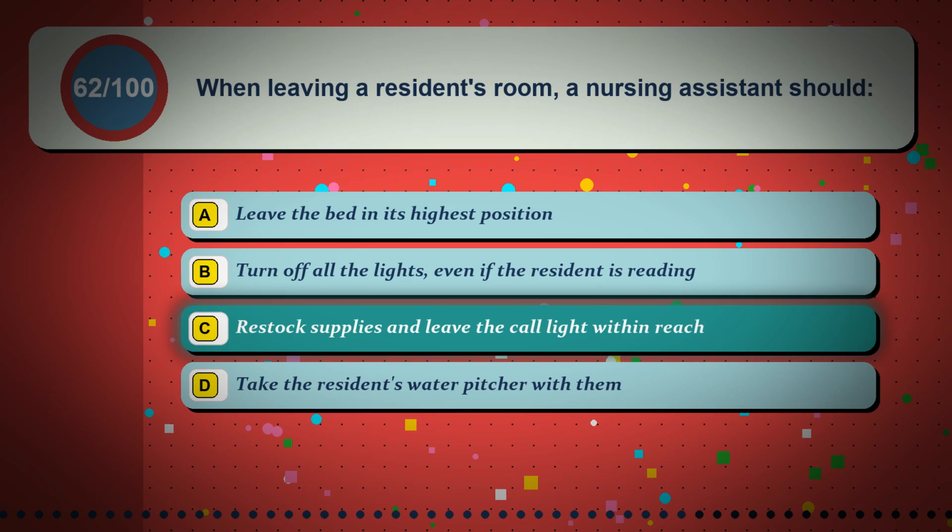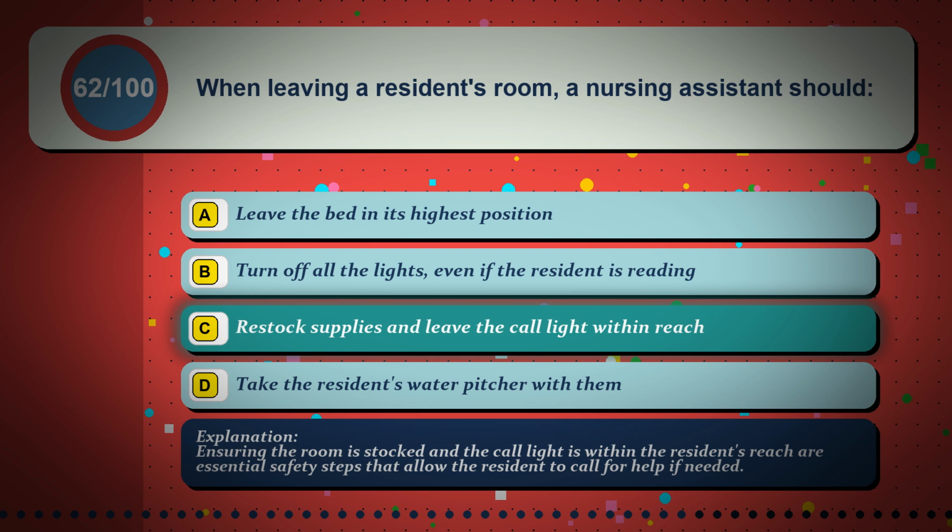The correct answer is option C, restock supplies and leave the call light within reach. Ensuring the room is stocked and the call light is within the resident's reach are essential safety steps that allow the resident to call for help if needed.